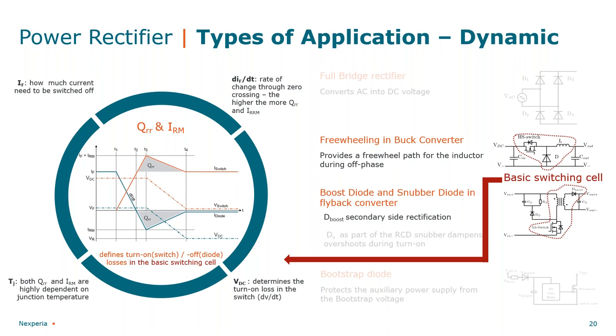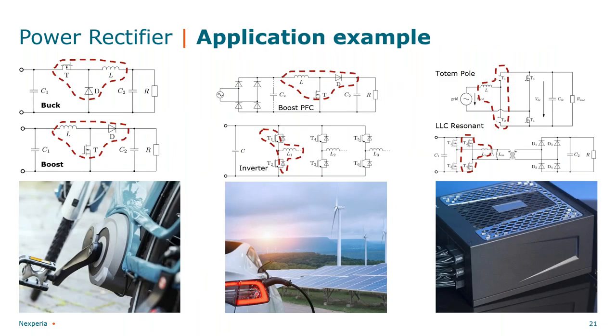And before we go on, let's look at in which kind of application topologies we can find these basic switching cells, because it's not only in the buck and boost stages, which we find in, for example, e-bike applications to provide multiple voltage levels. We also find them in the boost PFC or in three-level inverters. The first one is often used in solar applications. The last one often used as a traction inverter for cars.